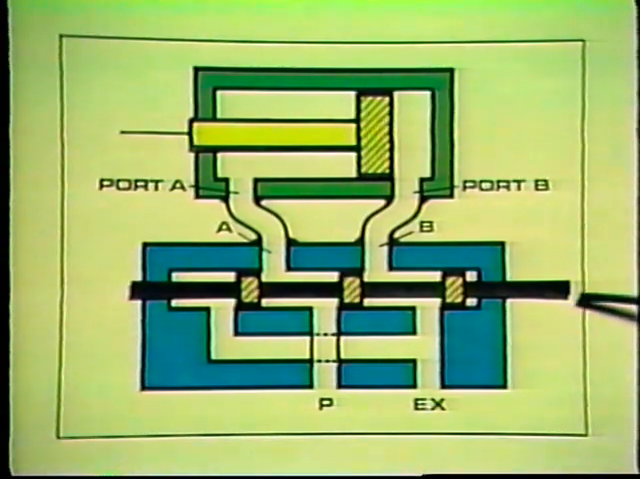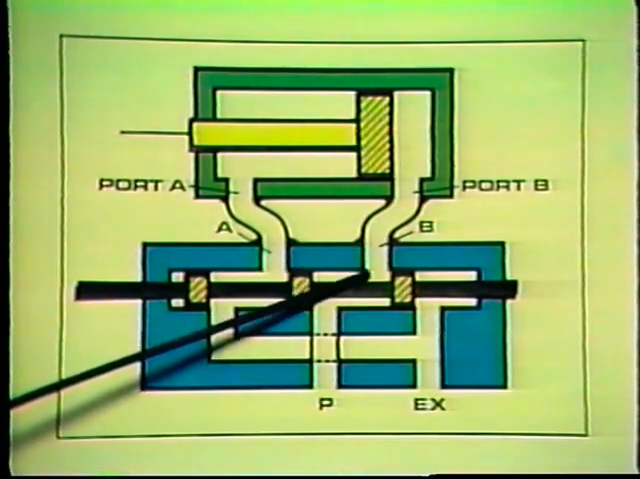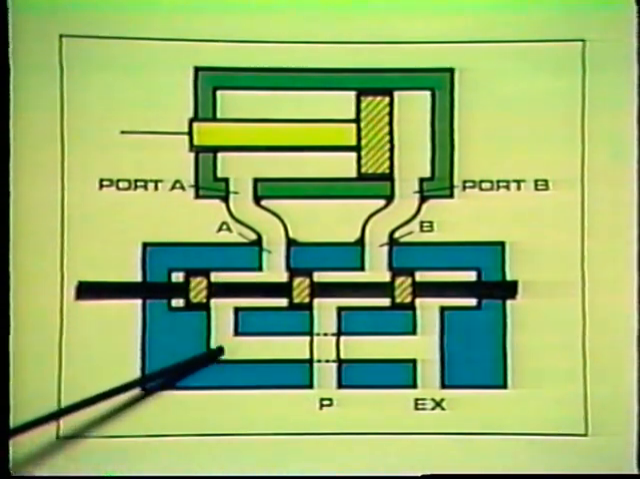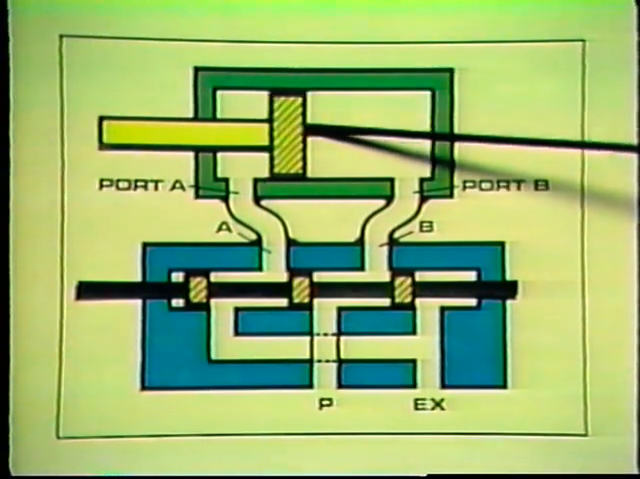If we push the spool all the way to the left, the passages in the valve body are connected, so Port B is now connected to the inlet line, and Port A is connected to the exhaust. With the B port pressurized, the rod will extend. So the combination of the directional control valve with double-acting cylinder allows us to extend or retract the actuator rod.